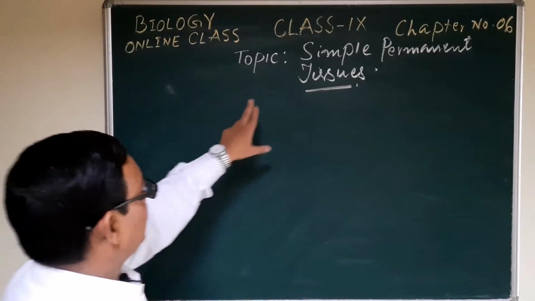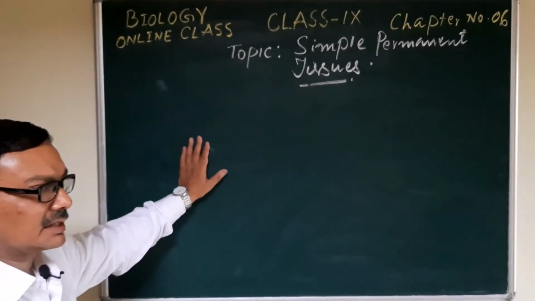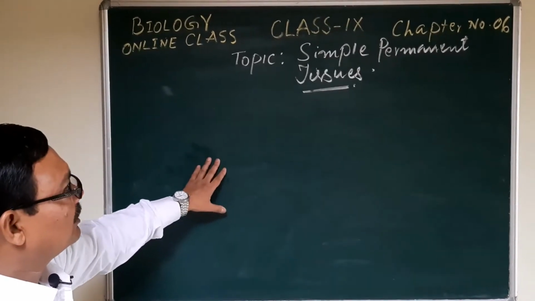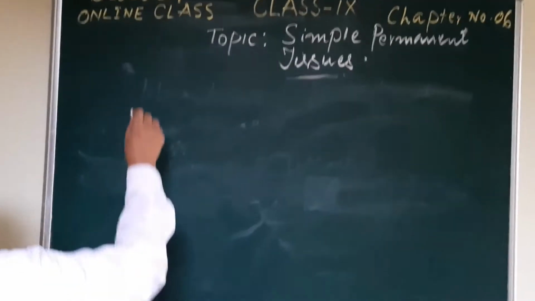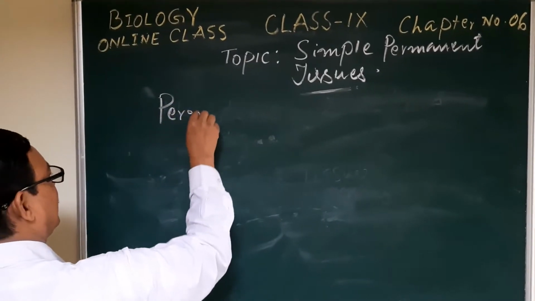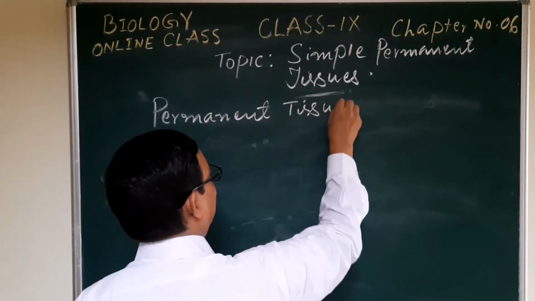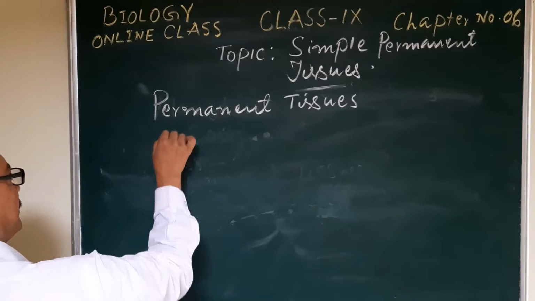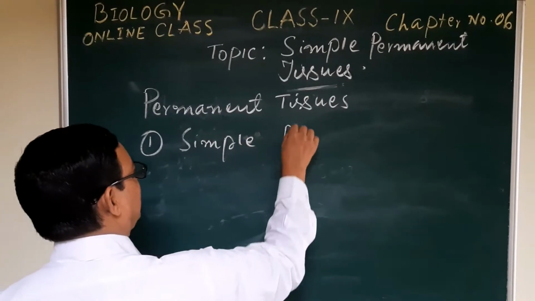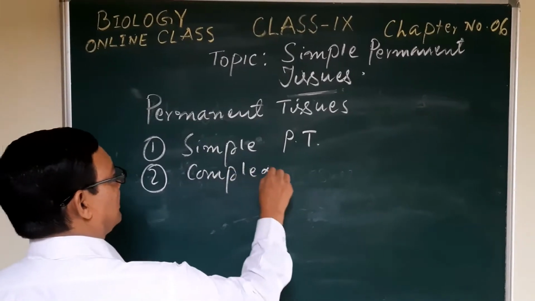Today our topic is simple permanent tissue. Before this topic, in the previous class, you have learned about the meristematic tissue. We have seen in the last classes that permanent tissues are classified into simple permanent tissue and the second, complex permanent tissue.